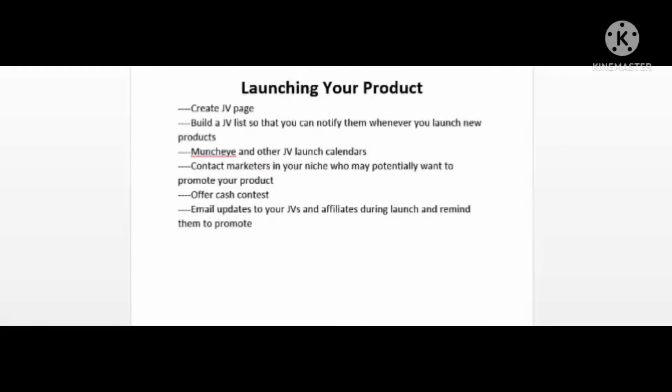Now, on your JV page, you also want to have an opt-in form, because you want to build a list of JVs and affiliates, so that in the future, when you have other product launches, you can easily notify them. They don't have to go out looking for you. You can just notify them of your upcoming product launch. You also want to contact other marketers in your niche who may potentially want to promote your product.